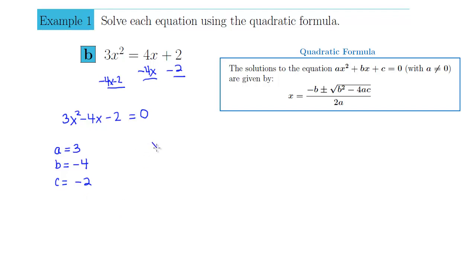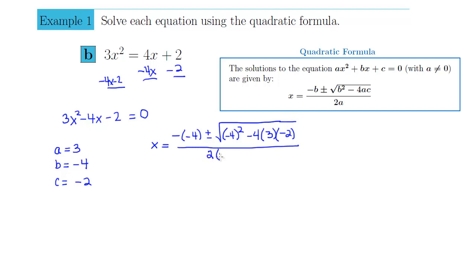Now we go ahead and put these values into our quadratic formula. x equals negative b. Well, our b value is negative 4, so we start by writing negative negative 4 plus or minus the square root of b squared. Again, b is negative 4, so that whole quantity has to get squared, minus 4 times a, which is 3, times c, which is negative 2. This is all divided by 2 times a, which is 2 times our a value, 3.